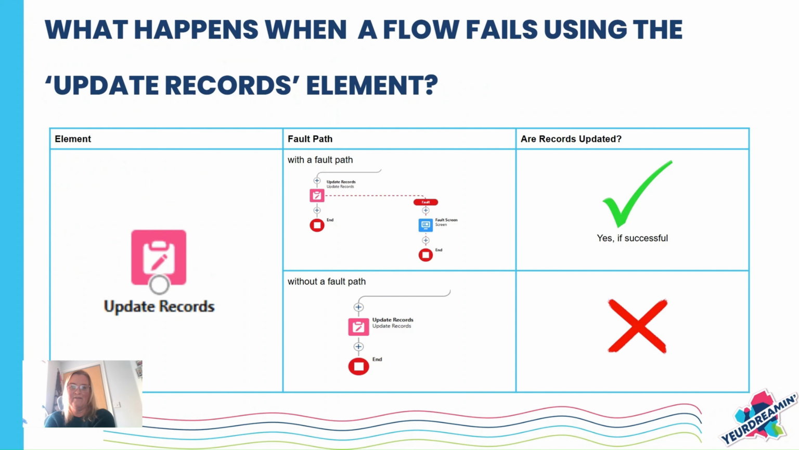Before YD25, if we wanted to update records, we only had the one option to use the update records element, which we can still use today. However, I thought it'd be quite useful just to have a look at the update records element and see what happens when the flow fails. So if we used a fault path and the flow failed, successful records would be updated. However, if we didn't have a fault path, then no records would be updated.